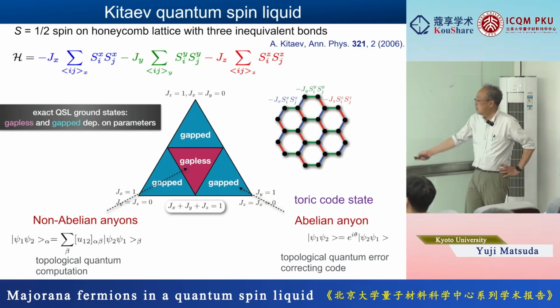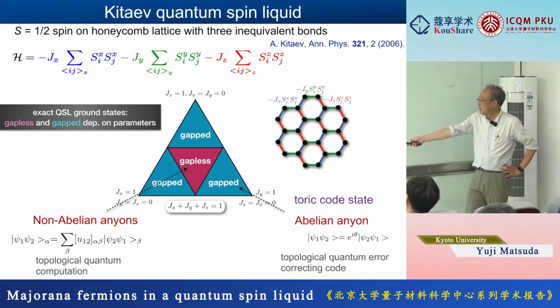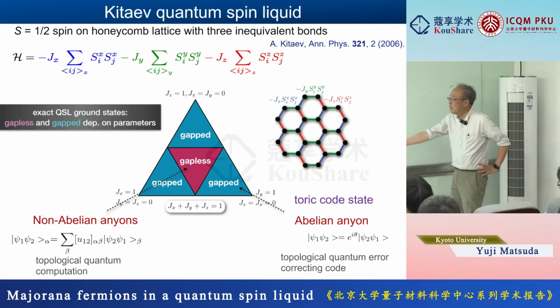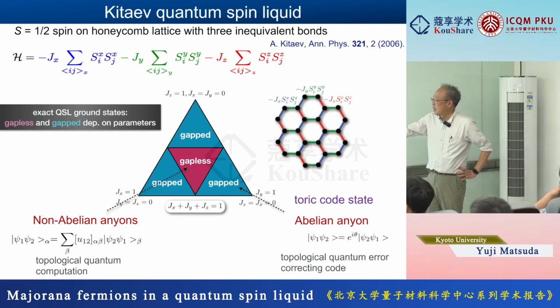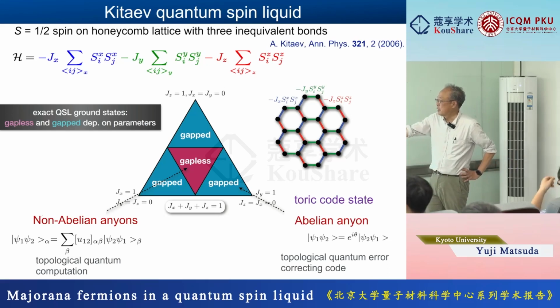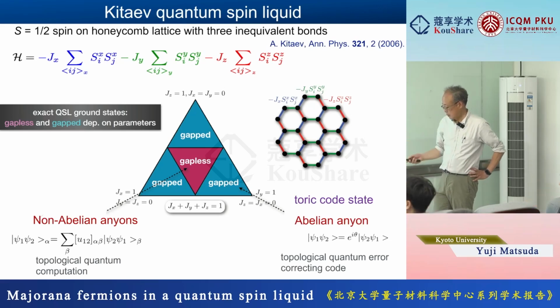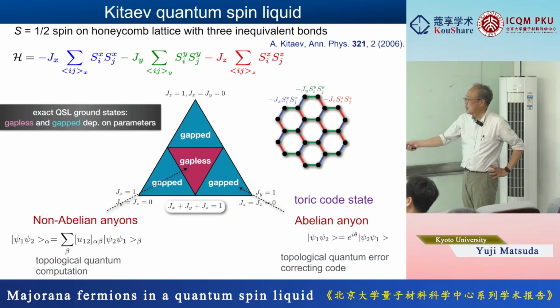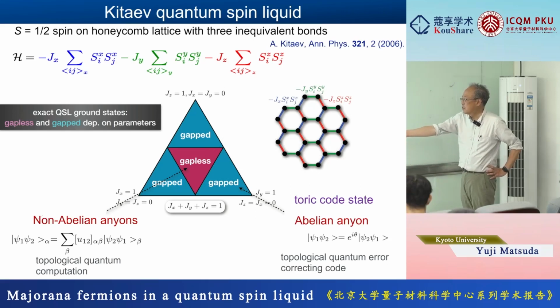This state corresponds to the toric code state, which was introduced in the context of topological quantum error correcting code. But when the J is isotropic, a gapless quantum spin liquid state appears in zero field. This state has non-abelian anyons. So today I will discuss the material close to this state.